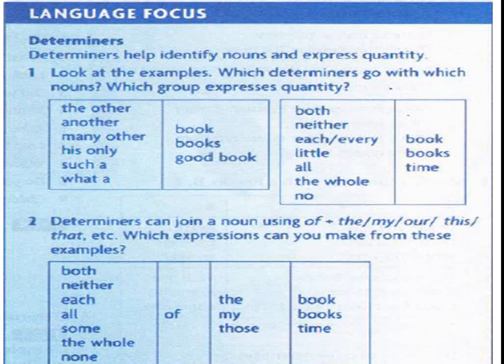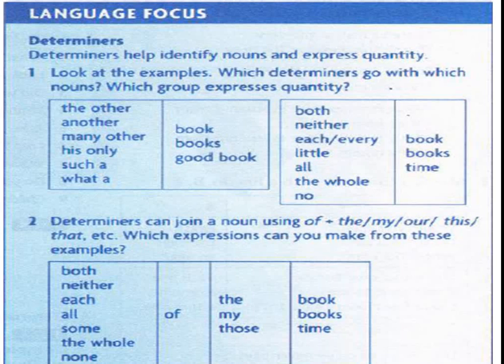So we have articles, as I said, like a, an, or the, and we have the demonstratives, this for singular and these for plural, to talk about here and now, and we use that for singular and those for plural, but to talk about there and then. We have the quantifiers, يعني المحدد الكمية, such as each, every, and all.